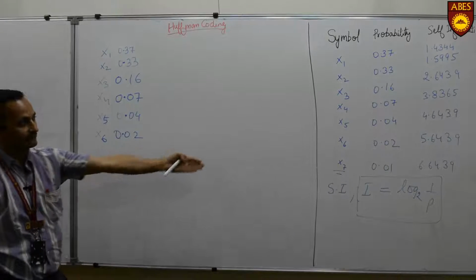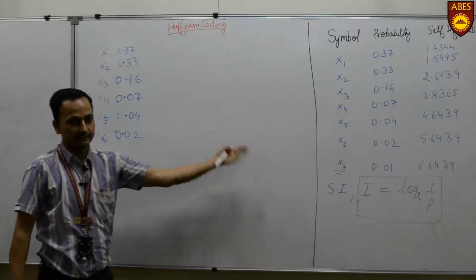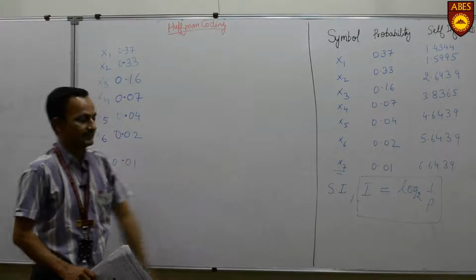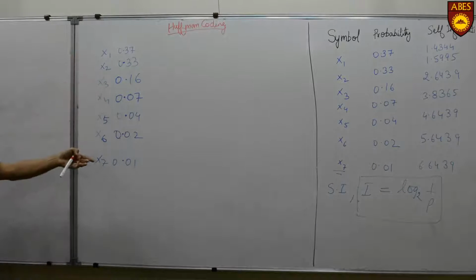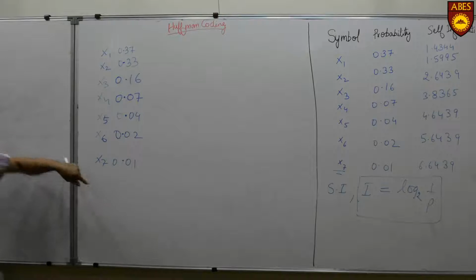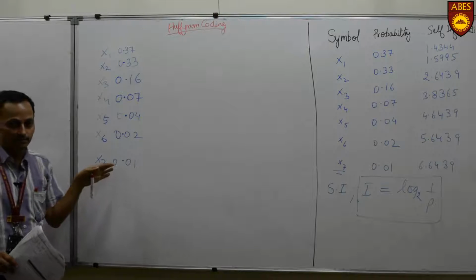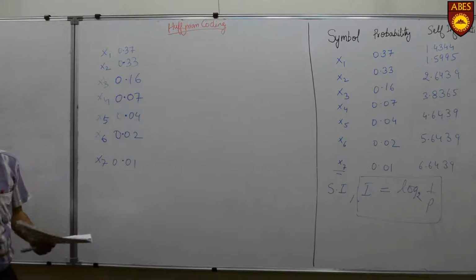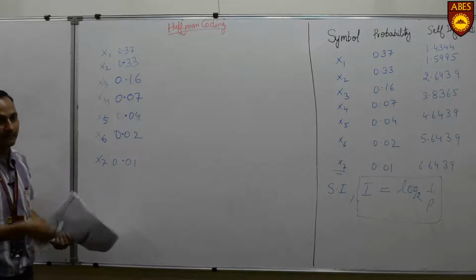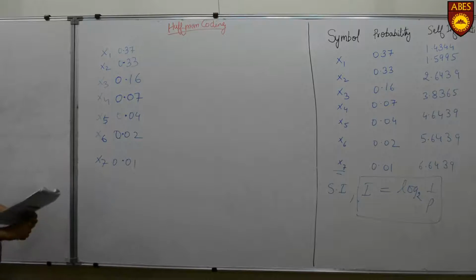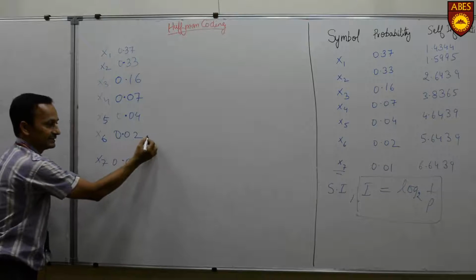This Huffman coding, as we have written the symbols here, these symbols we have to encode with these probabilities, right? Now again I have written the same thing, the symbols x1 to x7. The algorithm says that we have to arrange the probabilities in decreasing order, so I have arranged these probabilities in decreasing order with their symbols.